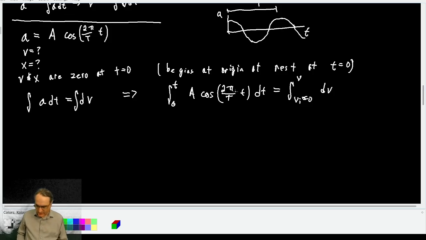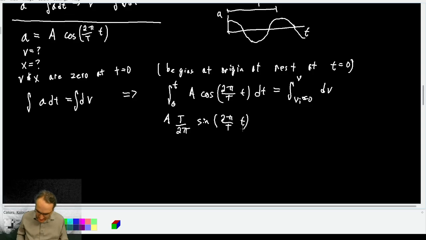You do have to use a quick u substitution here. So u is equal to 2 pi over period times time. Take the derivative, you get the 2 pi over period. You'll have to divide by that. So we're going to get a times period over 2 pi. The integral of cosine is sine, of 2 pi over period times time.